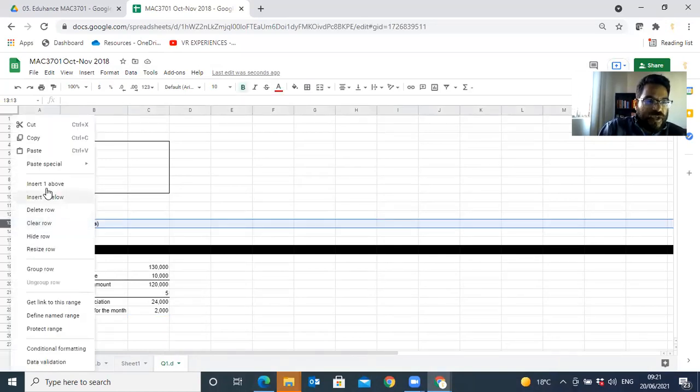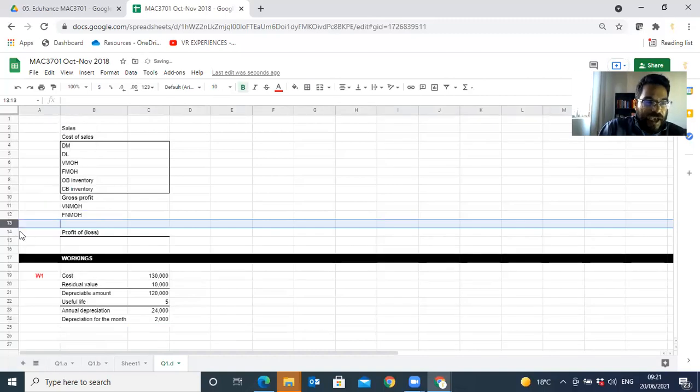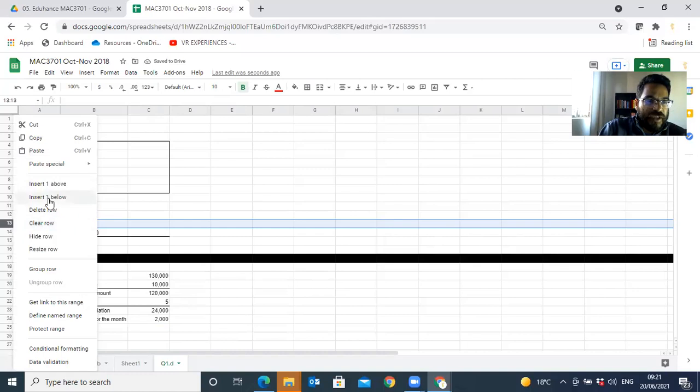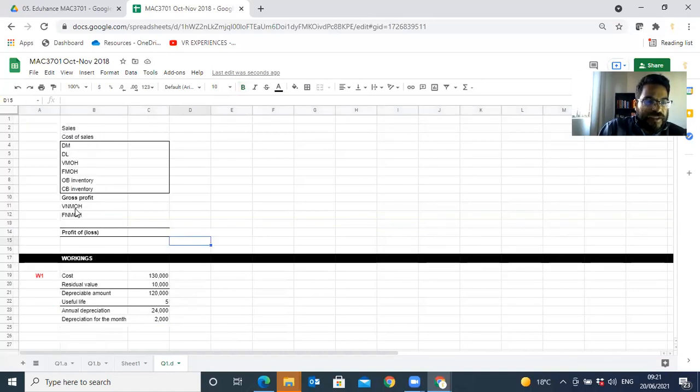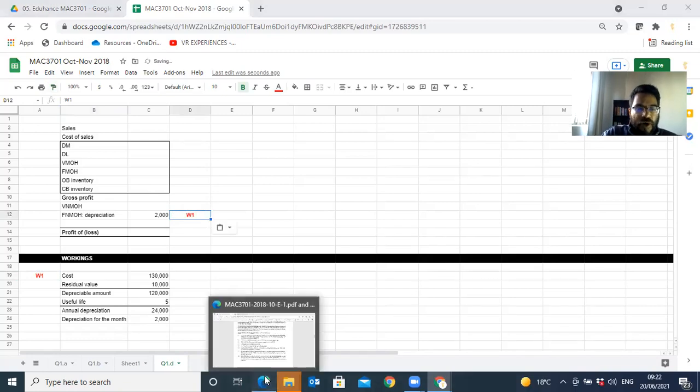What I'm going to do, just to give you some perspective, and you don't have to do this in the exam, is write that this fixed non-manufacturing cost is depreciation. You can just write depreciation, that's fine. It is equal to 2,000 Rand. So this here is working 1. That is easy marks.